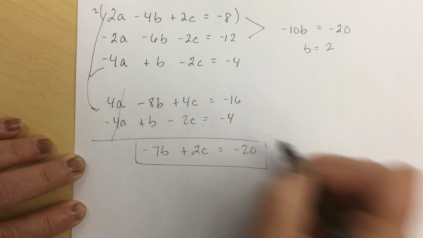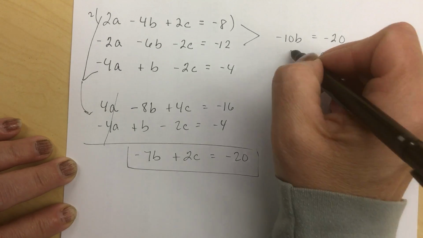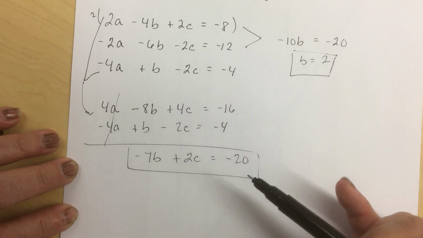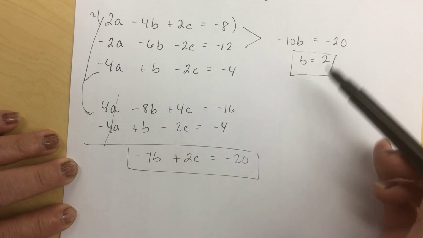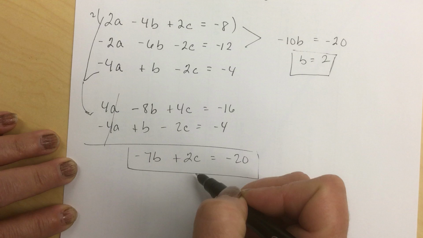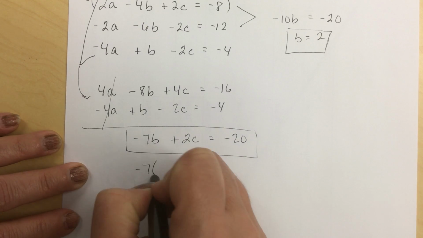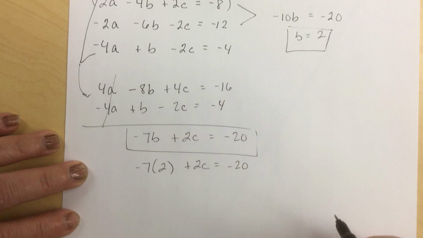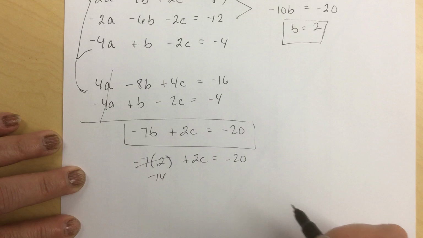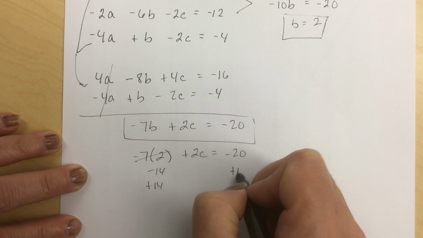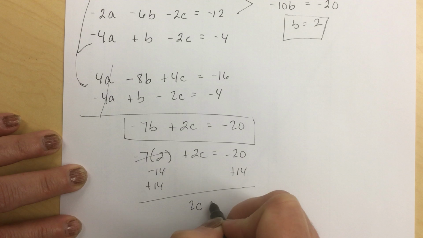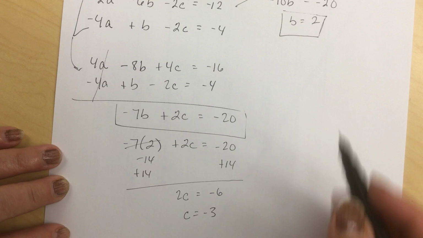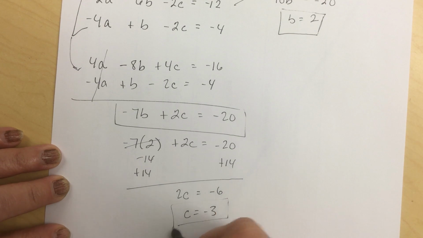So I have this equation, and over here when I got this equation, I was able to solve for b. So now, instead of needing to put two equations together and solve for two variables, I already have this answer. I'm going to plug this into this equation. So that gives me negative 7 times 2 plus 2c equals negative 20. So that is a negative 14. So I'm going to add 14 to both sides, and that's going to give me 2c equals negative 6. So c is equal to negative 3.